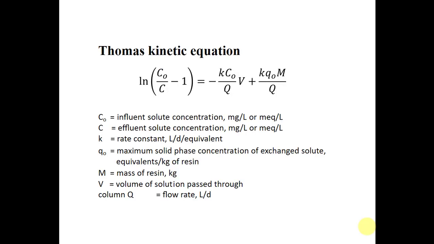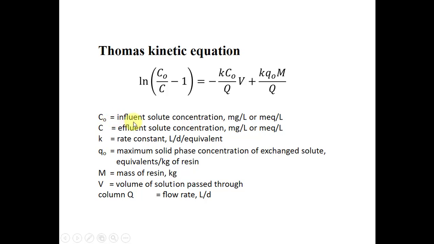So this is the main equation for designing the ion exchange, which is called the Thomas kinetic equation. And as we can see, we have ln of (C naught over C minus 1) equals minus K C naught times V over Q plus K Q small naught times M over Q. And this is the definition of each abbreviation.